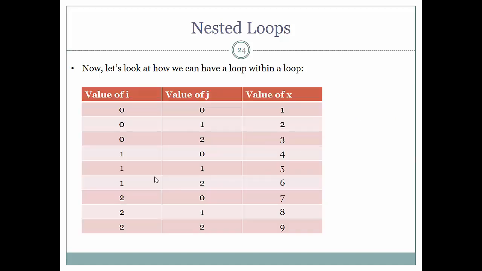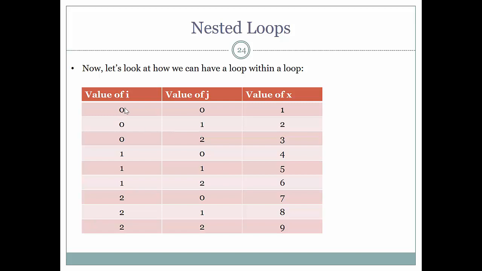So if we look back at the table, which is something familiar to us, i takes the value of 0 to begin. j also takes the value of 0. And when these two are 0, they increase x by 1, from 0 to 1. So following that, i is still 0 because we haven't completed running the inner loop. j takes the value of 1. x again increments by 1.